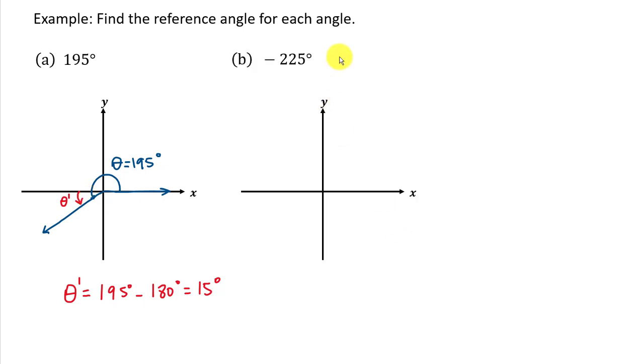Next, we're going to find the reference angle for the angle that measures negative 225 degrees. Yes, both positive and negative angles can have the corresponding reference angle. So again, I'm going to start first by sketching this angle. The fact that it's negative only means that I have to go in the clockwise direction.